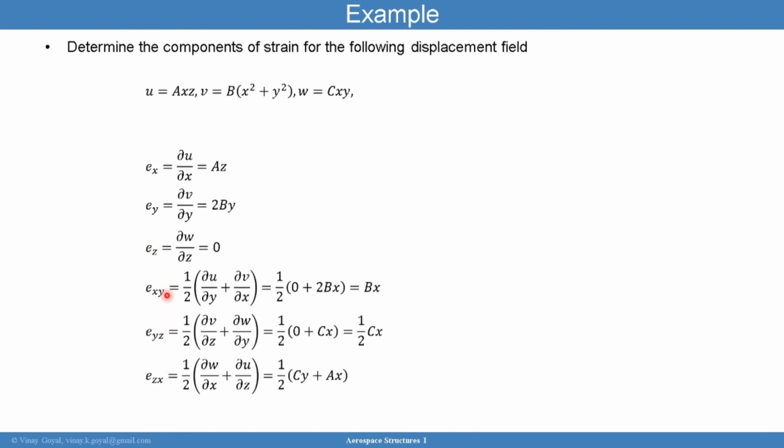Epsilon xy equals 1/2 the derivative of u with respect to y. In this case, you have no y here, so that's 0. The derivative of v with respect to x does have an x, and so you have 2bx. So that gives you a total of bx. In reality, the angle change is really 2bx, so twice epsilon xy. And then again, I have here epsilon yz, and I can repeat the exercise to calculate how much straining I have in the material.